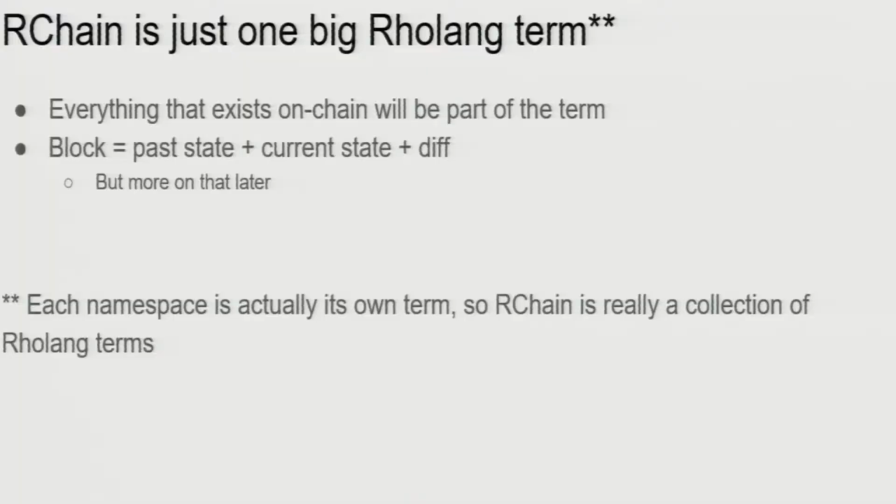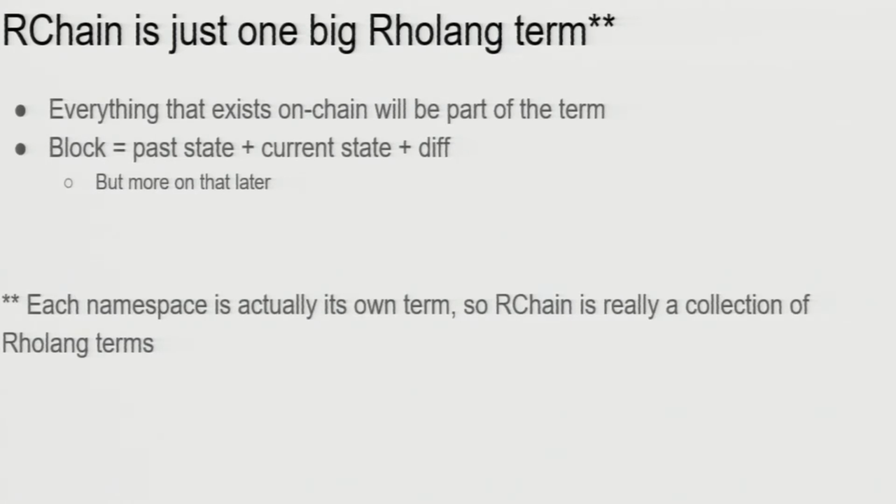So RChain is just one big Rholang term. Everything that exists on chain is part of that term. You can think of it as just a process, concurrent, another process, concurrent, another process. Most of them will be contract definitions, right? So you'll be able to invoke those contracts.